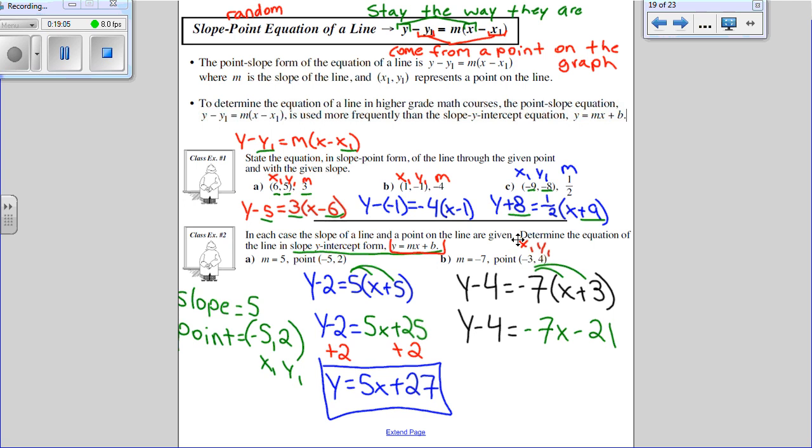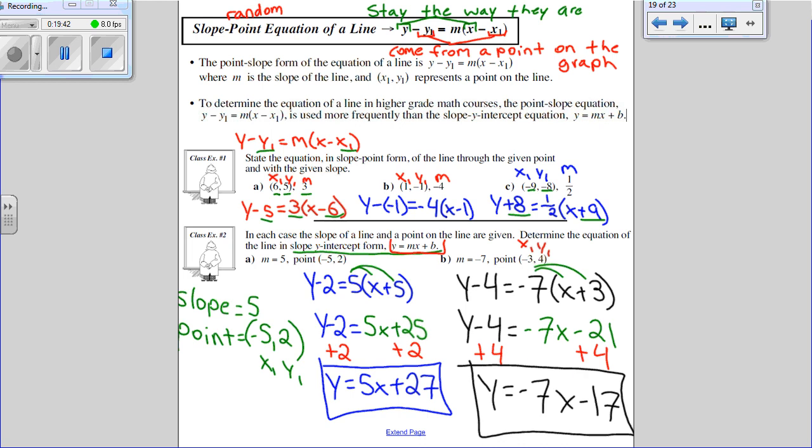At this point, I'm really close to slope y-intercept form. I just have to somehow move that minus 4 to the other side. To move something in math from one side to the other, you do opposite operations. So if this is y minus 4, the opposite of subtraction is addition. So I would do plus 4 to both sides. That gives me y equals negative 7x minus 17. That equation is in slope y-intercept form and represents a line that would go through this point with this slope.